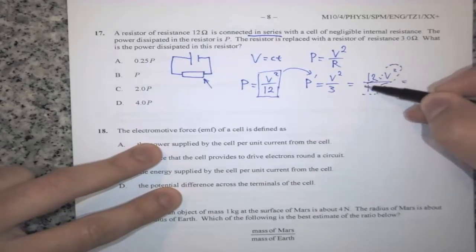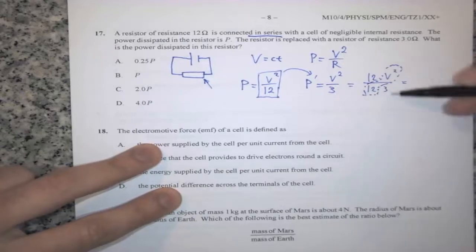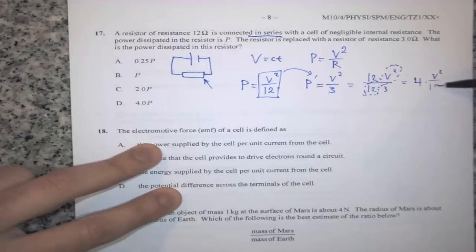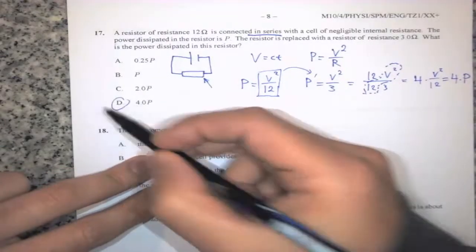So here you see that I have created what I wanted. Here is the power that I had before. And then I play with the numbers, 12 divided by 3 is going to be 4, times V squared over 12. And you see here that V squared over 12 is the power that you had before. So it's 4 times P. And of course, it gives you the answer D.